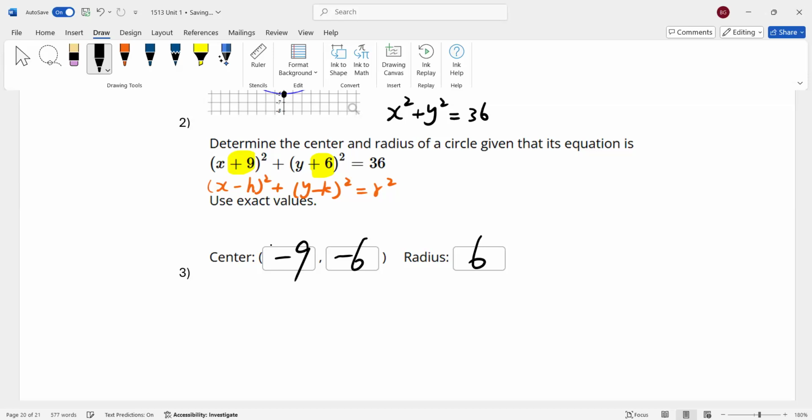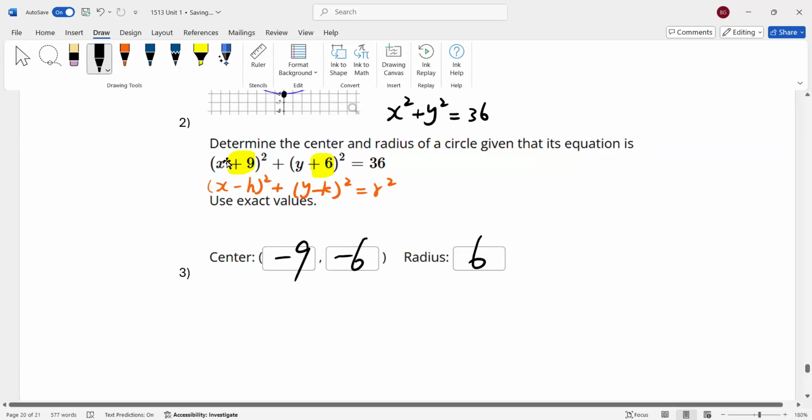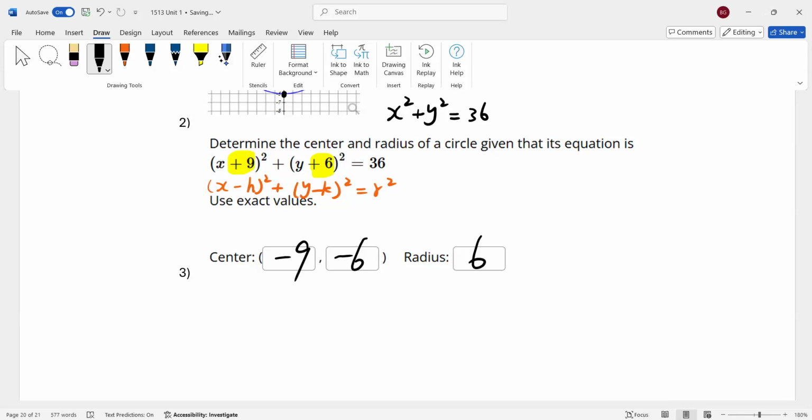Some people struggle with the minus negative thing. Instead of struggling with that, just remember the number that is added with x in the first parenthesis, its opposite is the x coordinate of the center. Similarly, the number that is with y in the second parenthesis, its opposite is the y value of the center. And once we have the center and radius found, we can graph it, right?